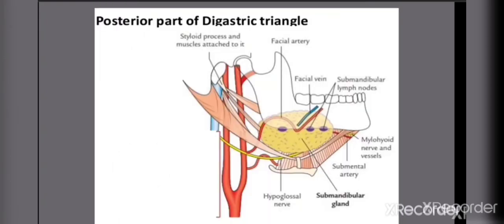So in the posterior part of the digastric triangle we can see the structures, that is the styloid process and the muscles which are attached to the styloid process, and the bifurcated common carotid artery.